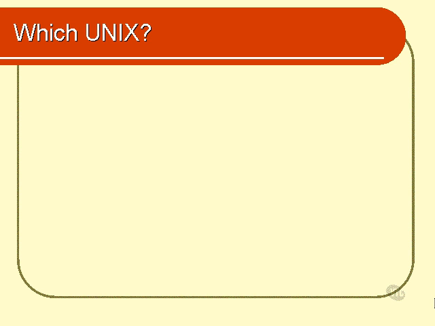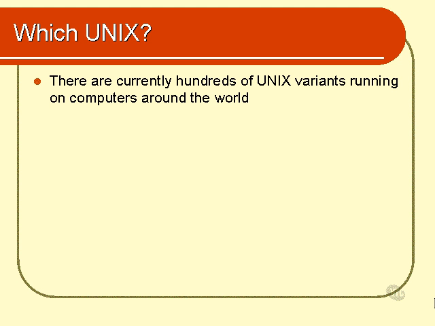Let's have a little look at the variety of Unix variants that exist in the world at the moment. The first thing to say is that there are hundreds of them. This might seem excessive, but it's true. Hundreds of companies, universities and research labs have all come up with their own slightly different variant on Unix.